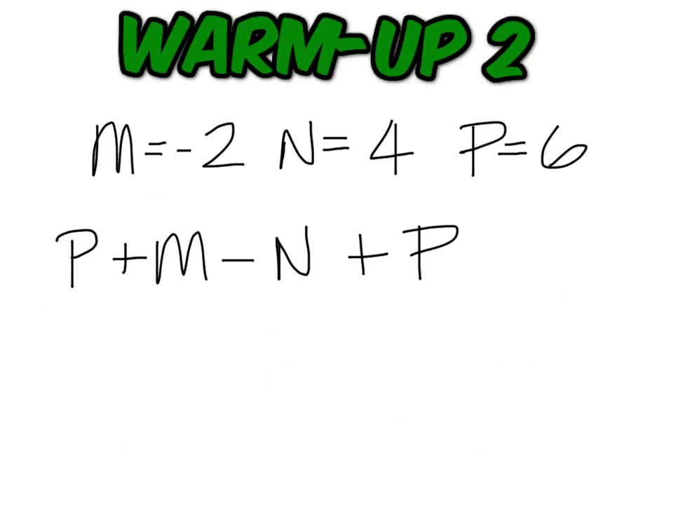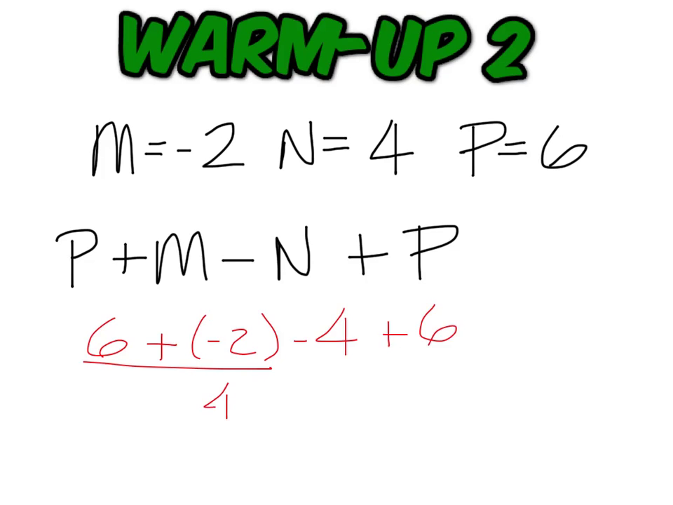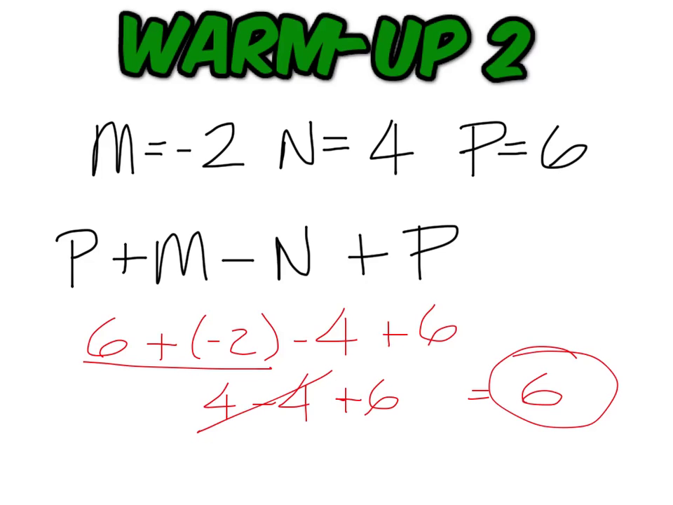The answer for this one should be 6 plus a negative 2 minus 4 plus 6. This gives you a 4. 4 minus 4 is 0, so you're left with 6.